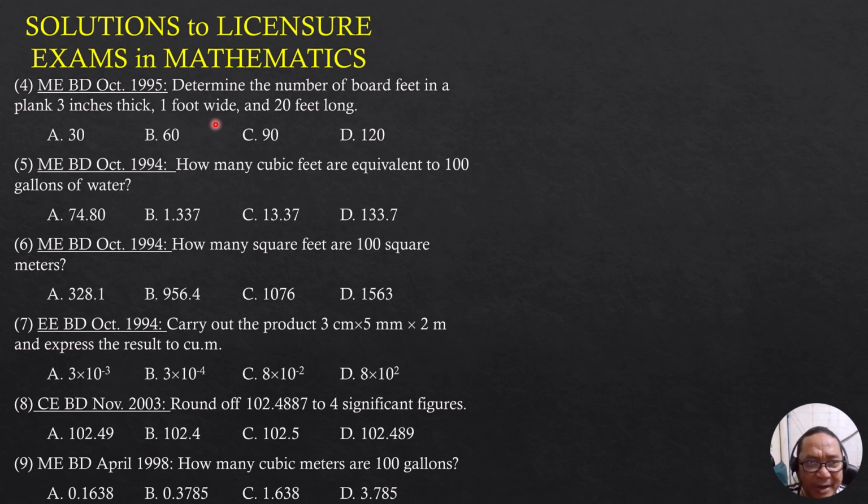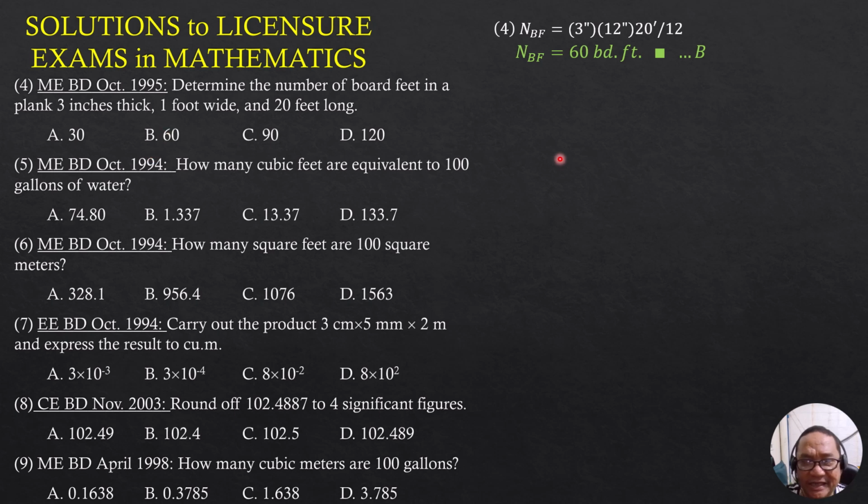So 3 inches, 1 foot wide is 12 inches wide. Then 20 feet remains 20 feet. Then we divide that by 12. So the number of board feet is 3 inches. Again, 1 foot is converted to inches, so 12 inches. 20 feet is retained as 20, divided by 12. So therefore, the number of board feet for this plank is equal to, 3 times 12, so 60 board feet. So the answer therefore is letter B.